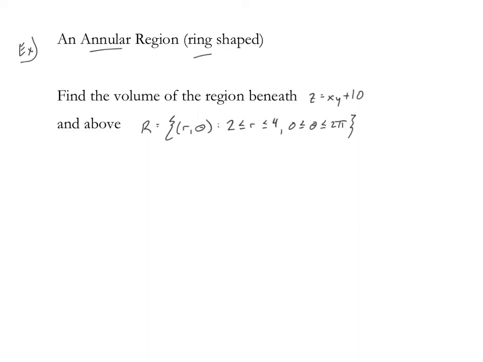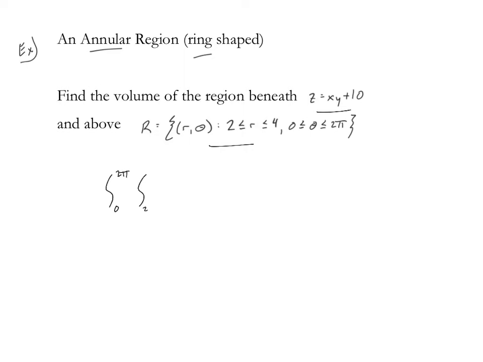We're finding the volume of the region beneath the surface z equals xy plus 10, and above our region R, where our r bounds are from 2 to 4 and theta bounds are from 0 to 2 pi. This one is pretty standard to substitute into our double integral. So we set this up. Our theta bounds are from 0 to 2 pi.